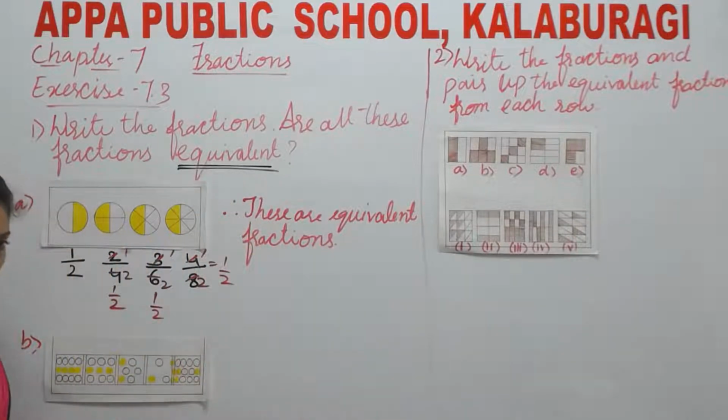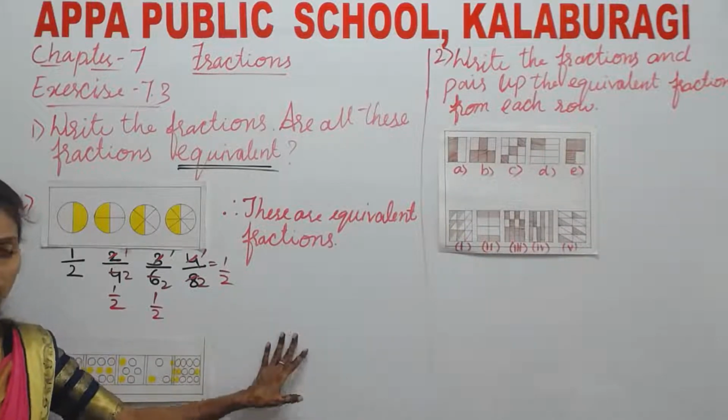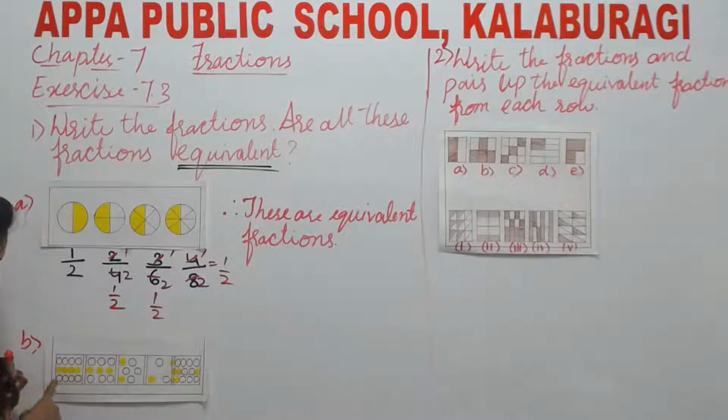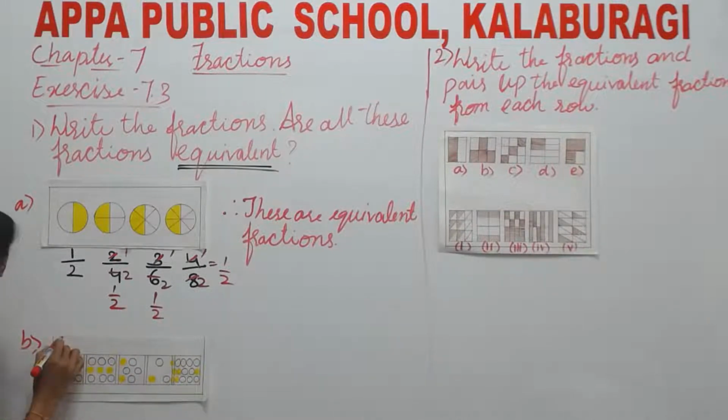Now, second one. You can see the figure here, but I wanted to write here, but I can't because if I write here, you can't see. That screen will not cover this one. So I'll write here. First, let me try to write here only. Here total, how many are there? 1, 2, 3, 4, 5, 6, 7, 8, 9, 10, 11, 12. Out of 12, 4 parts are shaded.